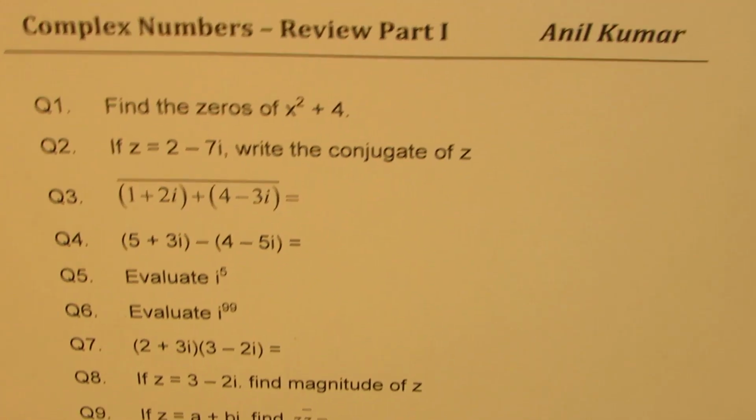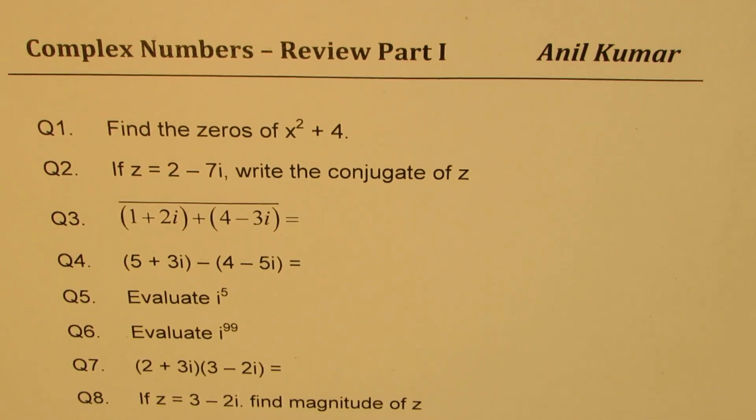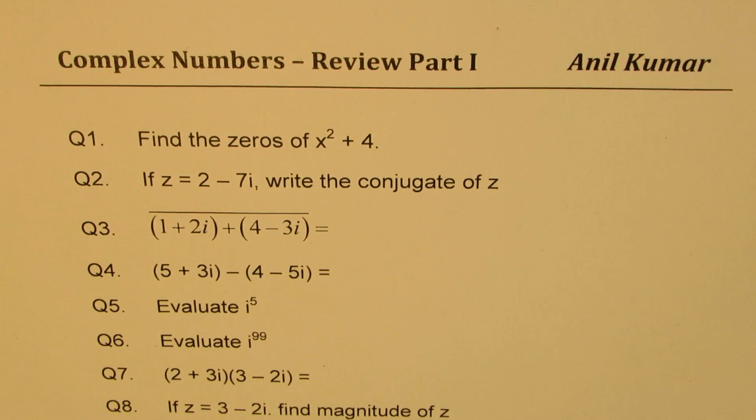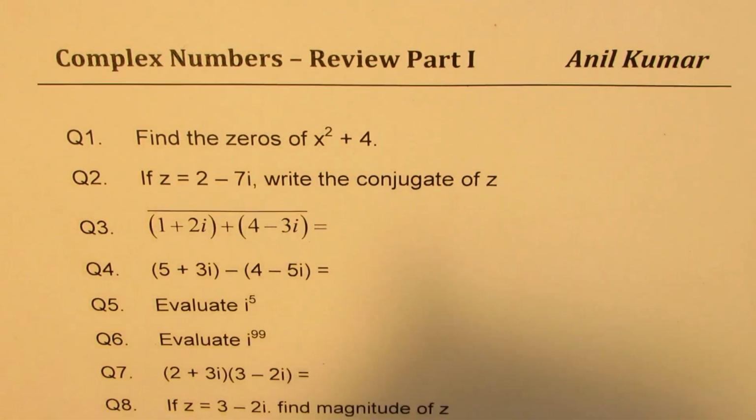As I explain the answers, I'll also review the basic concepts which we have learned about complex numbers. I hope that's a good idea, right? So we'll begin with question number 1 itself, which is find zeros of x squared plus 4. Now, as you have learned, x squared plus 4 will not have a real zero, right? And that gives rise to the set of complex numbers.